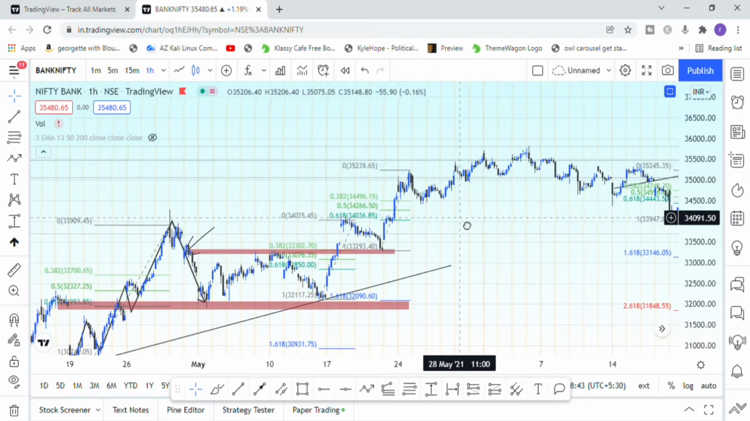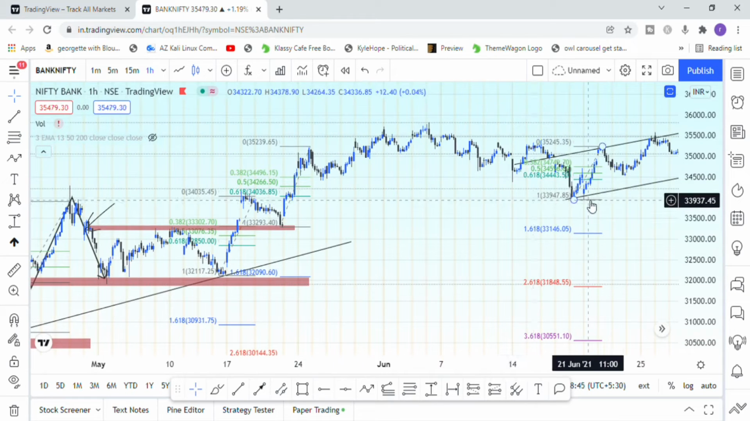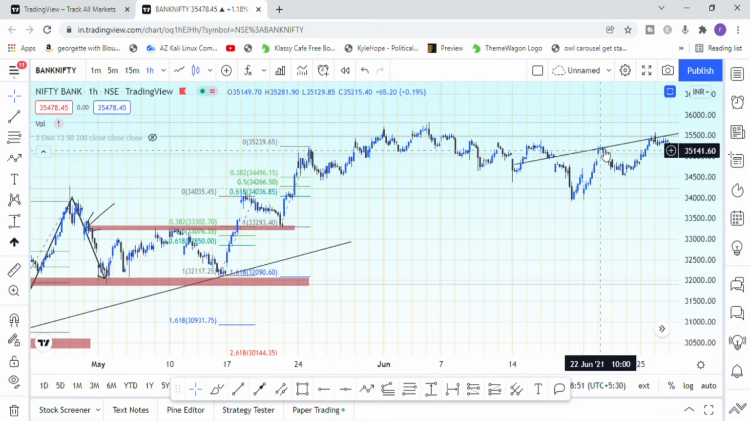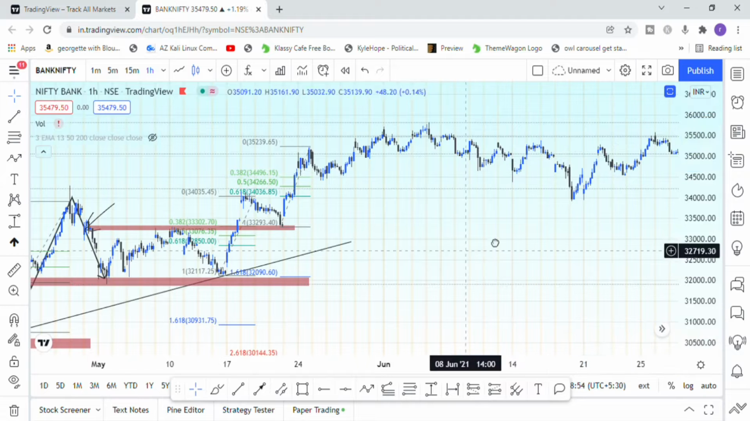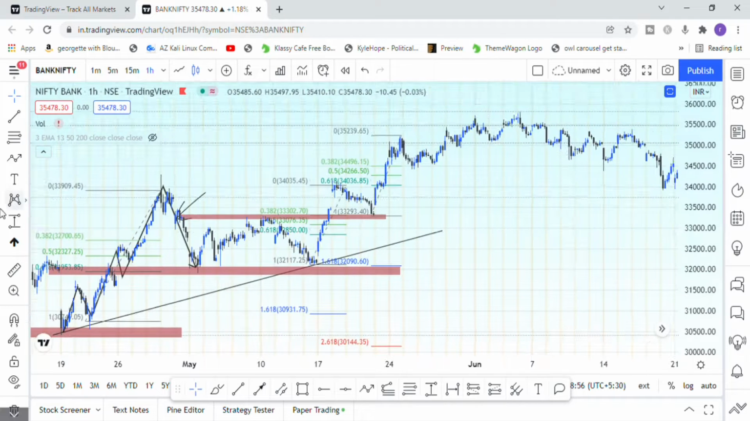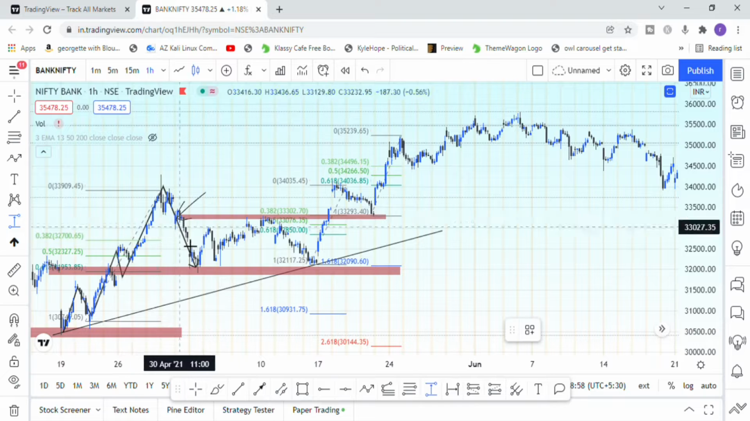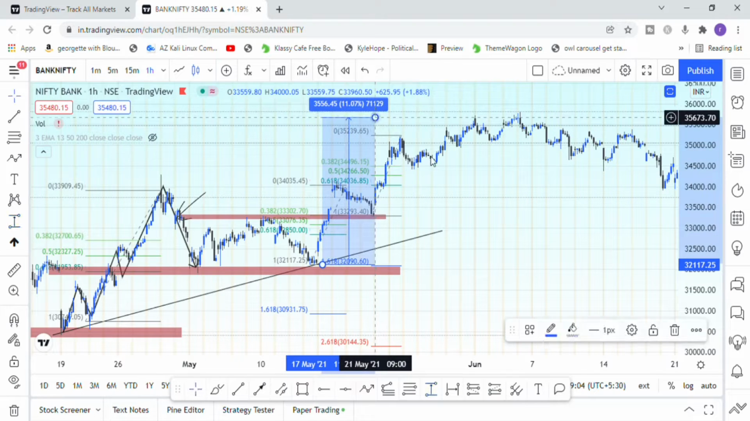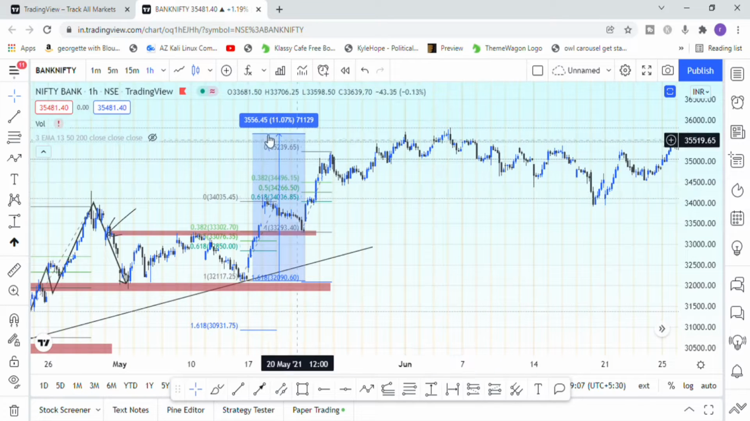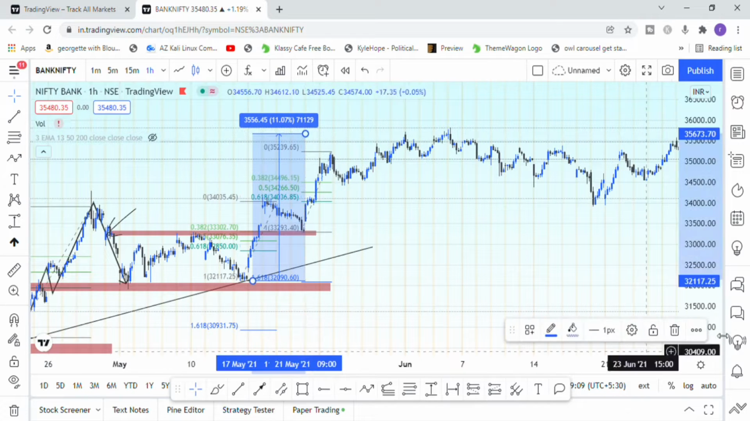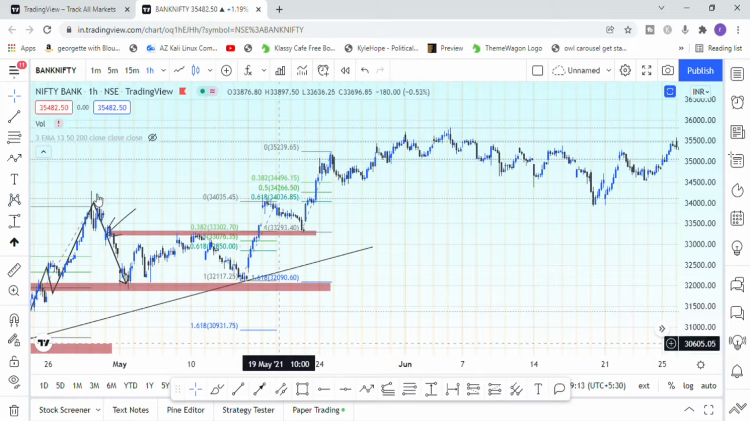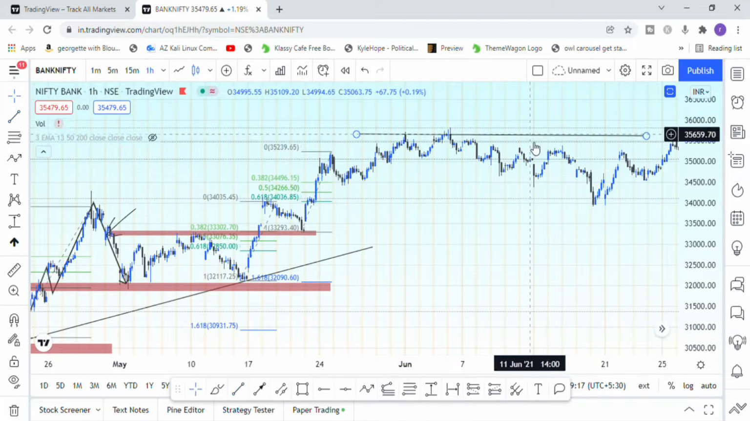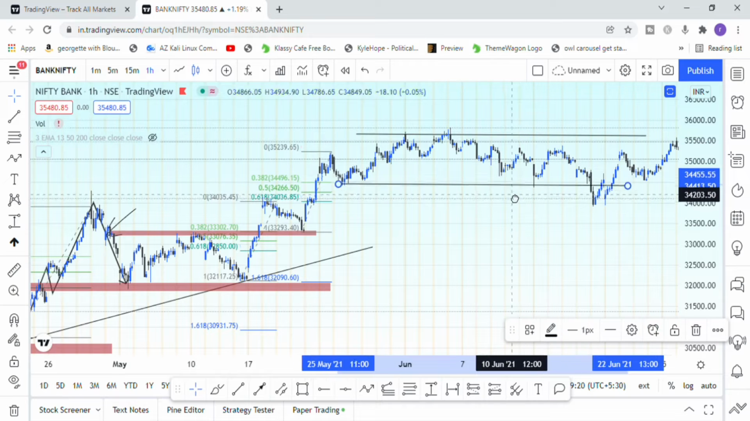Again we drop a level from here. After a big move, the market has to go for consolidation. The correction which happened, from where the market started up to here, is approximately 3000 points. So the market has to go into consolidation mode. This is a consolidation zone.